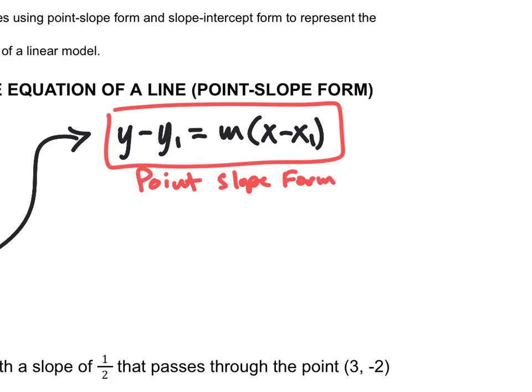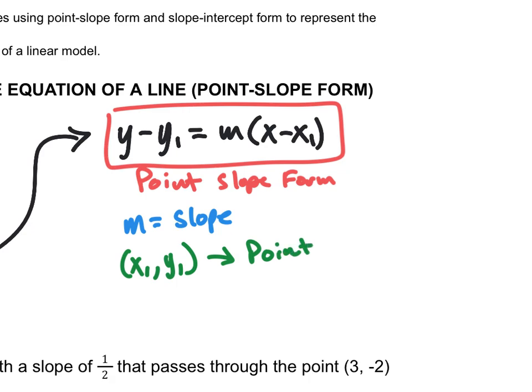And what you have is this. You have a slope, m. So m is equal to your slope. And then you have a point, and we're going to call that point x sub 1 comma y sub 1. And then you have variables x and y, okay? So all you need to write the equation in point-slope form is a slope and a point.